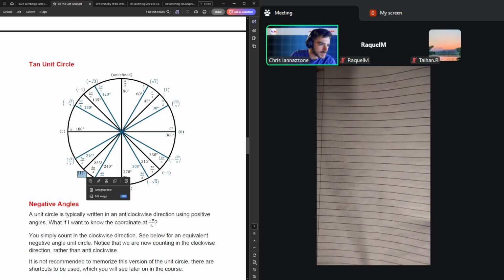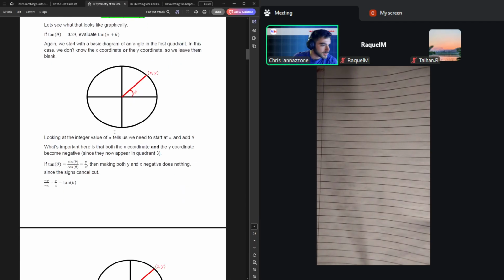There's 1, there's 1. There's root 3, there's root 3. Even over here, right? Negative root 3, negative root 3. They're already symmetrical in a half revolution as opposed to a full revolution. So it's just a small add-on to that.